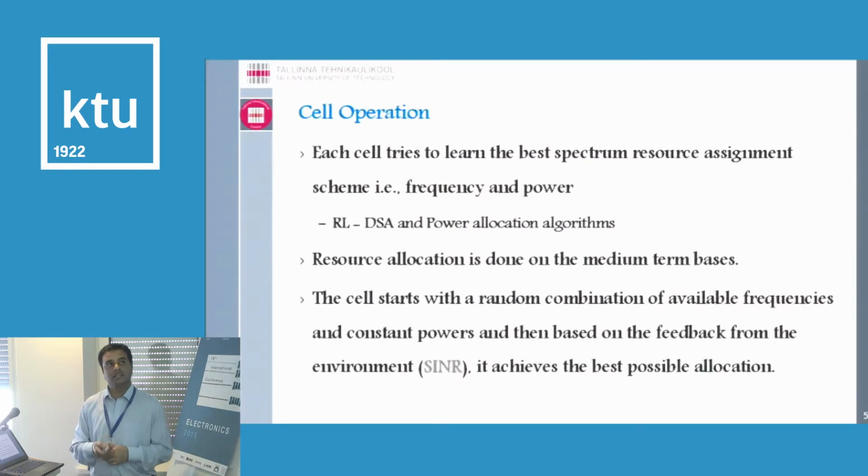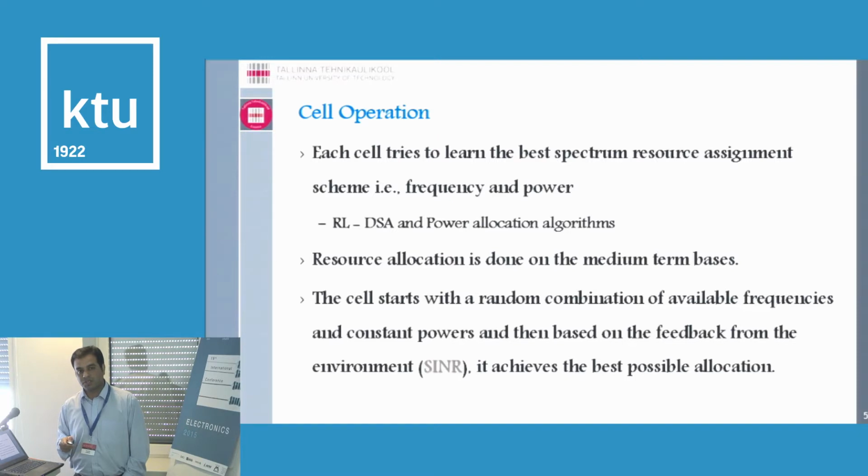So how is the cell basically operating? Each cell is trying to achieve the best possible spectrum allocation, and there is a constraint that all these cells will not try to assign spectrum at the same time. So they have a kind of relationship. When one cell is doing the spectrum management, the other cell is not doing the operation. So resources are assigned on a medium-term basis. After a few minutes, it's not like every other second there is this algorithm, because this algorithm is costly and it creates overhead in the communication. So that's why it's taking some time.